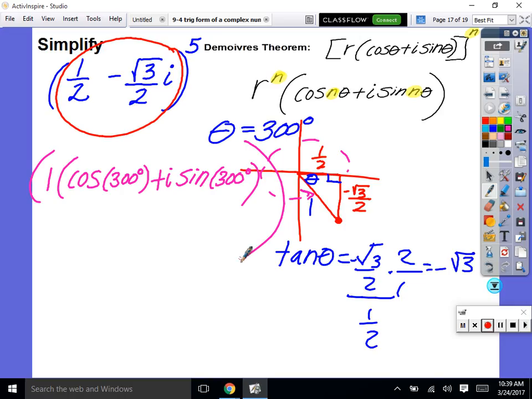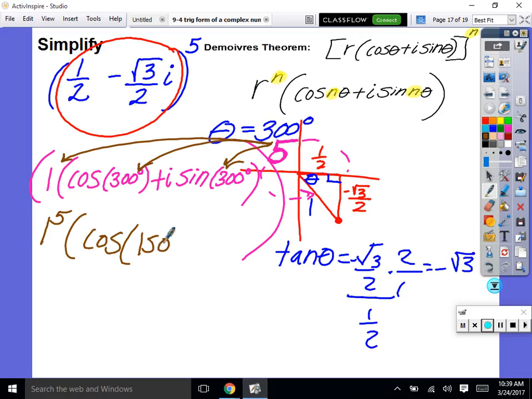And then that's raised to the 5th power. And now you say, okay, it looks like we made our life harder, but De Moivre's theorem makes it easier. So now we'll do 1 to the 5th power, then 5 multiplies in here and here. So we'll have cosine of 1500 degrees plus i sine at 1500 degrees.